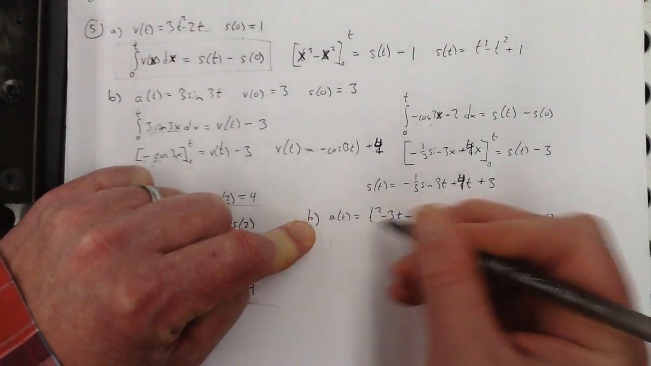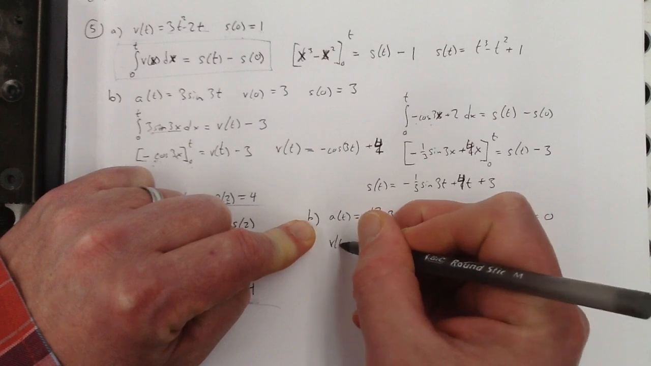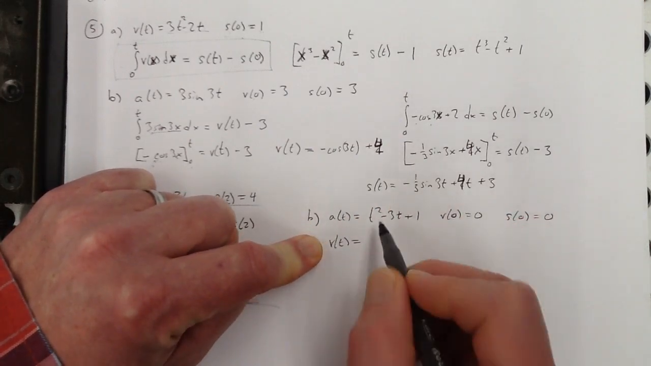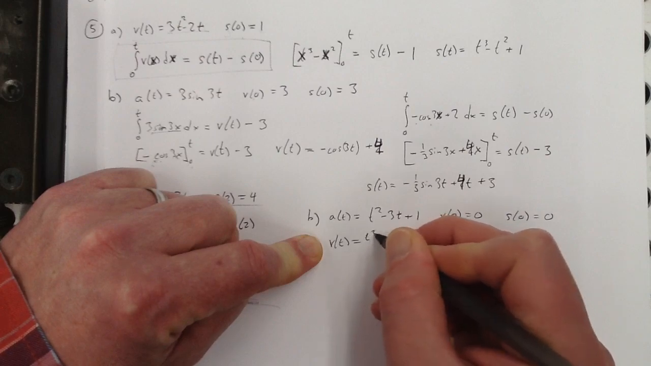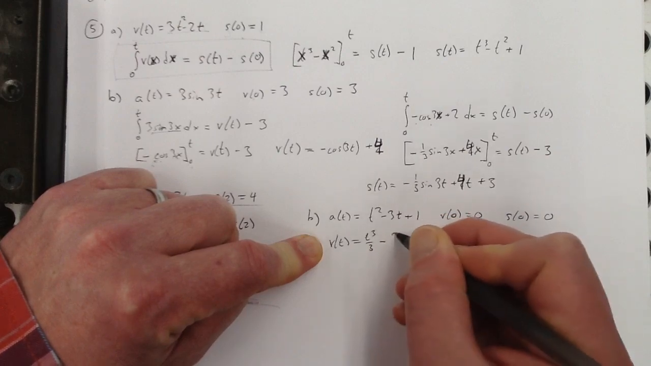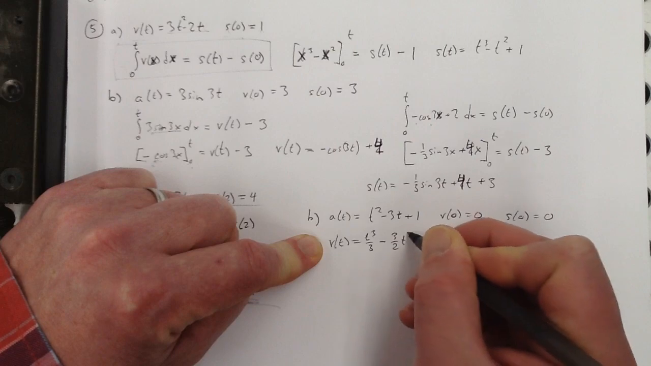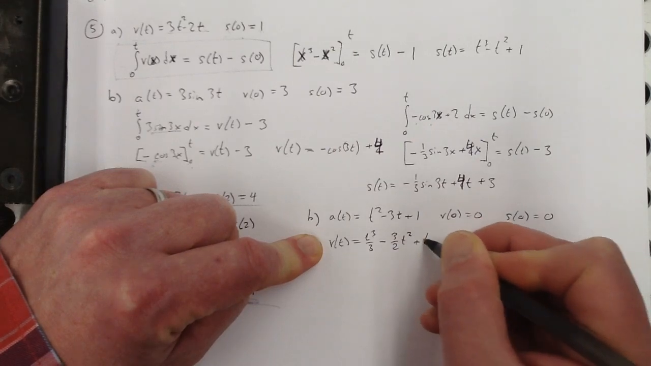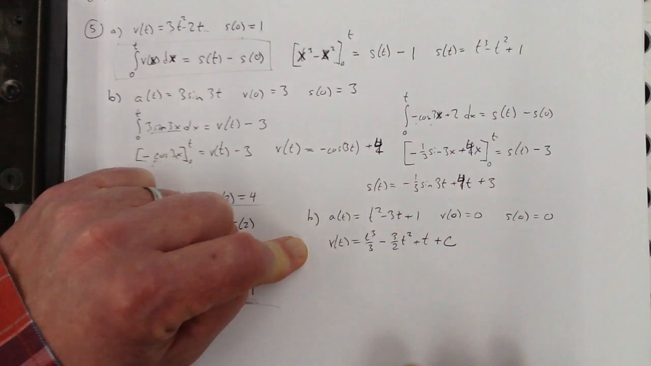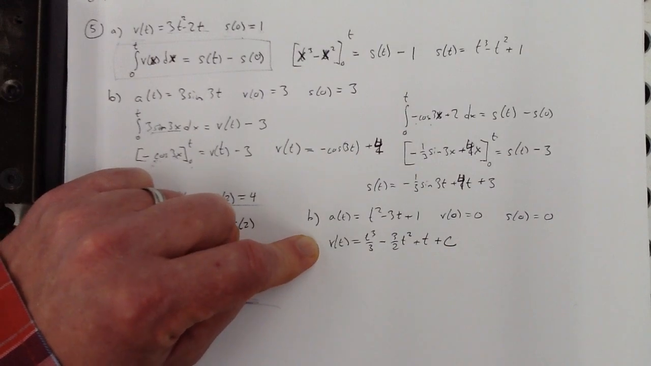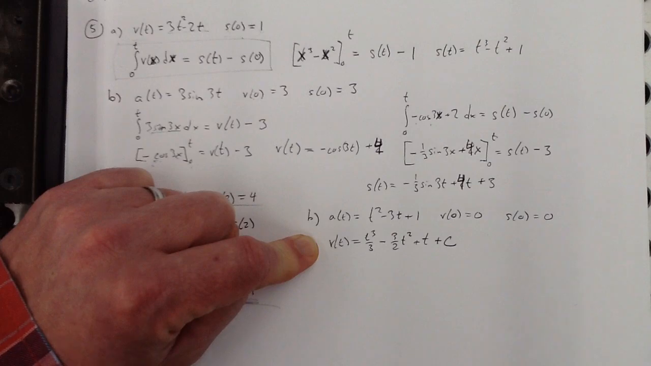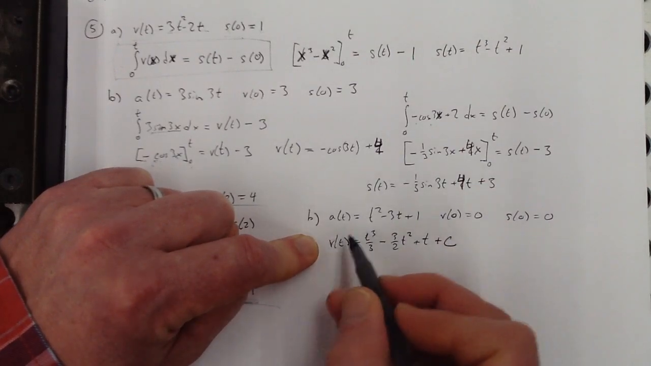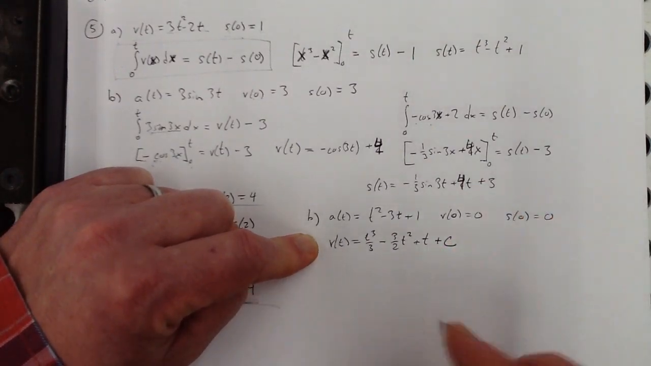So if this is the acceleration function, then the velocity function is the antiderivative of this, which is t cubed over 3 minus 3/2 t squared plus t, and then plus c. That's that general antiderivative. And then I know that v of 0 is 0, so I can plug that in and solve for c. In this case, that just gives me 0.